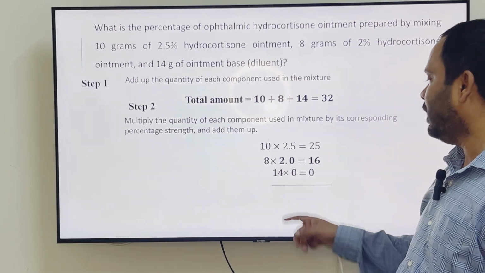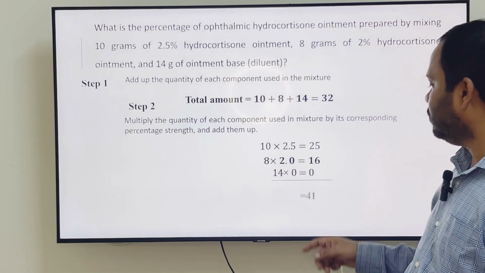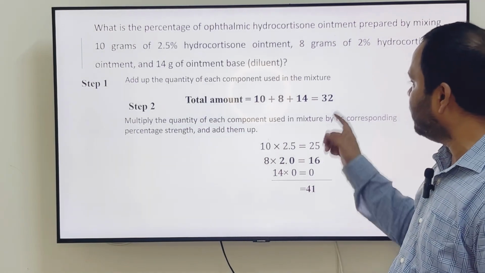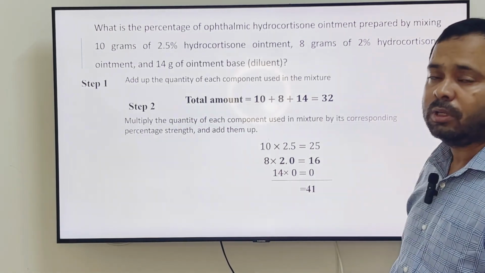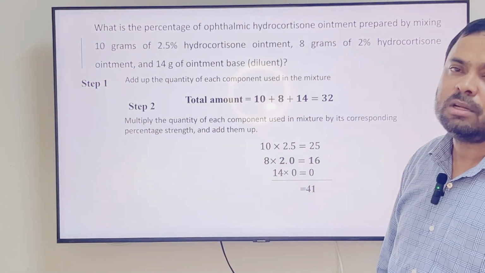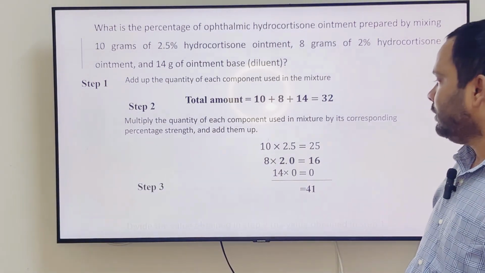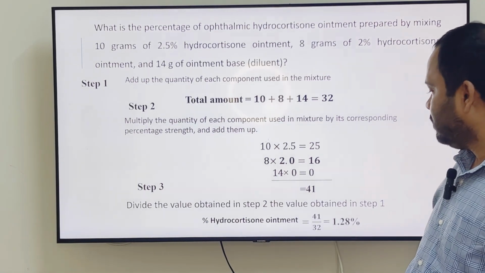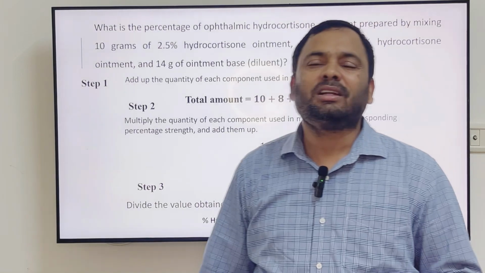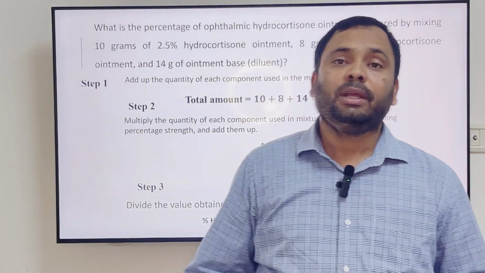So now we have to add all. So this is 41. Now step 3, this quantity divided by this 32 will give you the percentage of hydrocortisone in the resultant cream. So now 41 divided by 32 is 1.28%. This is the resultant concentration of hydrocortisone in the cream.